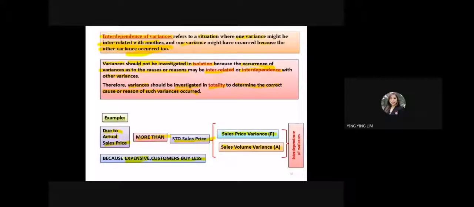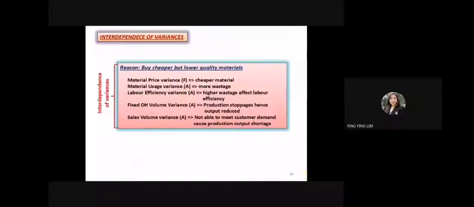So how are you going to explain the possible interdependency of the two variances here? So I could say, due to the expensive product that the company is selling, the customer buys less. So in a way, your sales price variance, yes, it shows favorable, but your sales drop, your customer buys less, and it results in adverse sales volume variance. So this is called interdependency.